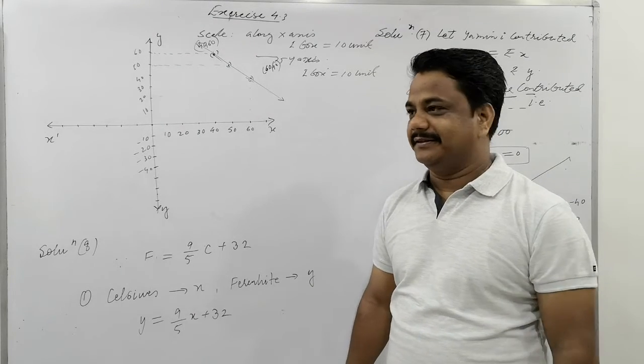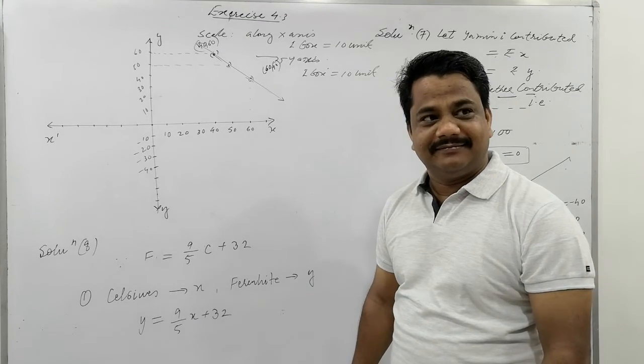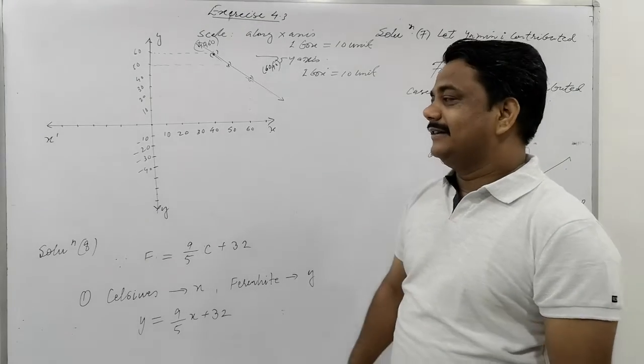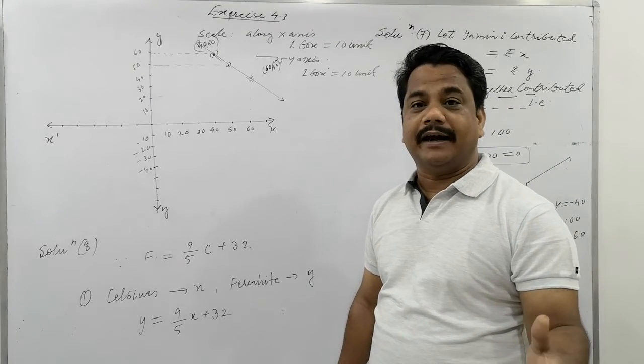9 by 5 is the slope. This is the slope form. Now put the values of x and obtain the value of y.